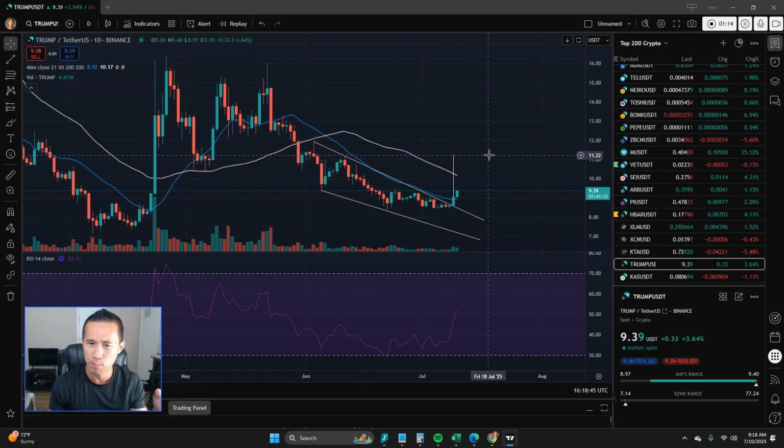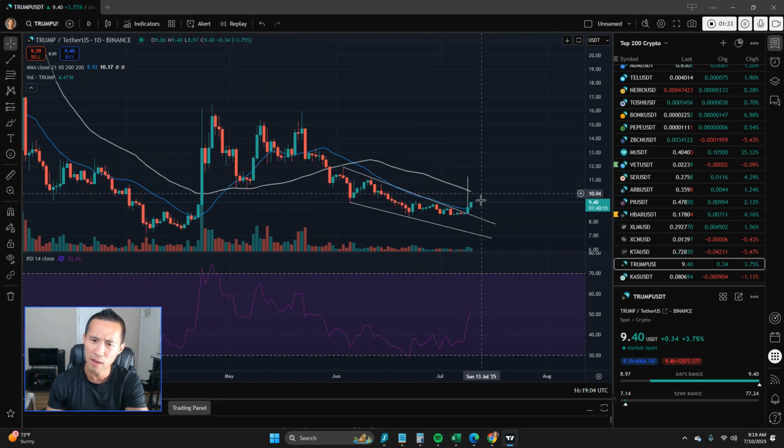The price target for this breakout is just right above $11 for Trump, which is pretty big because Trump coin is top 100, okay, by market cap. It's not a small coin, so these 20% moves are still going to be pretty big, right?